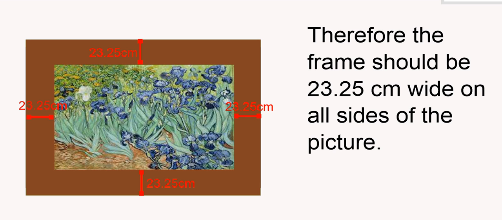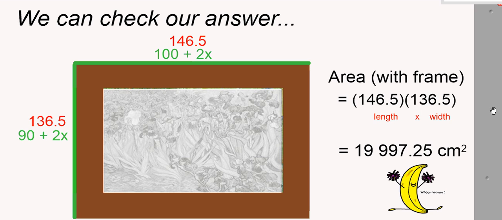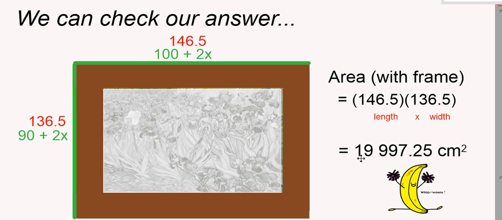And of course, it's very easy to check our answer, because now that we solved for x, we can substitute x into 100 plus 2x and discover that the length of the picture frame should be 146.5 centimeters and the width should be 136.5. And if we do the math on that, area is length times width, and I get an area of pretty darn close to 20,000 square centimeters, which is 2 square meters. And as the banana says, woohoo.